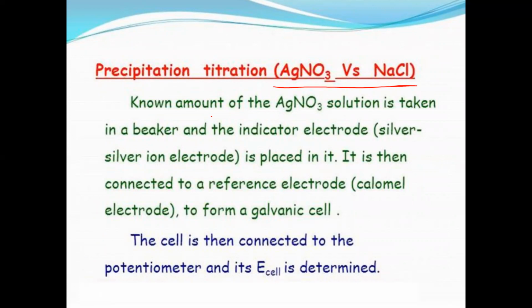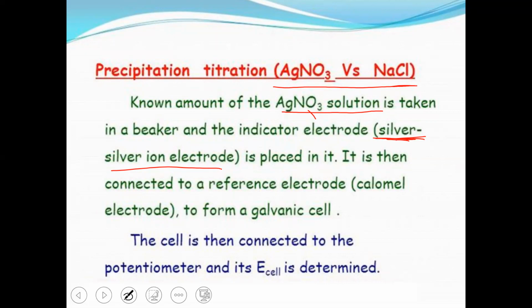Here, a known amount of silver nitrate solution is taken in the beaker, and the indicator electrode, that means the silver ion electrode, is also placed in it. So that will act as an indicator electrode. What is the indicator electrode? The silver electrode, which is present in the silver nitrate solution beaker. Then it is connected to the reference cell, that means the calomel electrode, to form a galvanic cell.